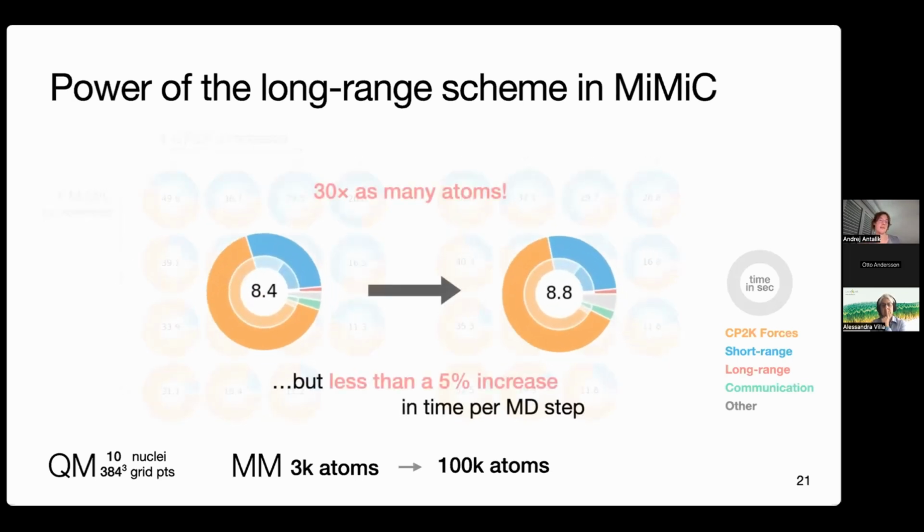that even though we were treating like 30 times as large an overall system, it resulted in only less than a 5% increase in time that is spent per MD step on everything. So that's neat, I would say.